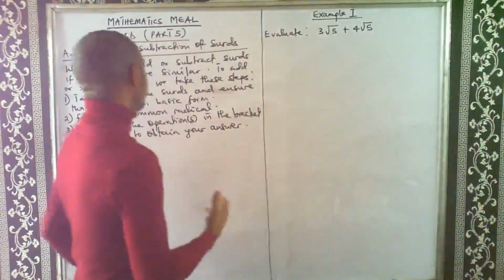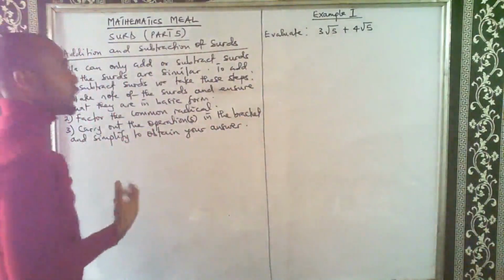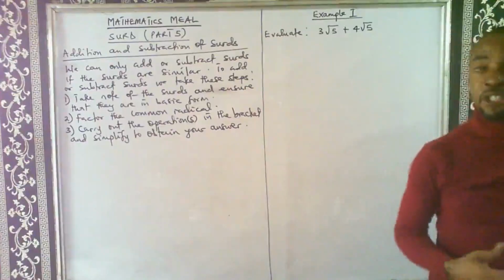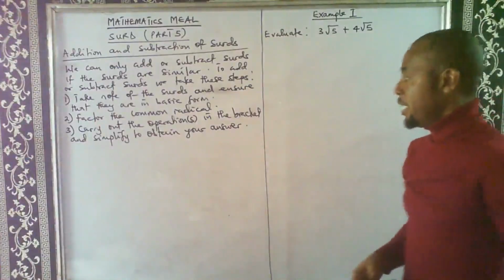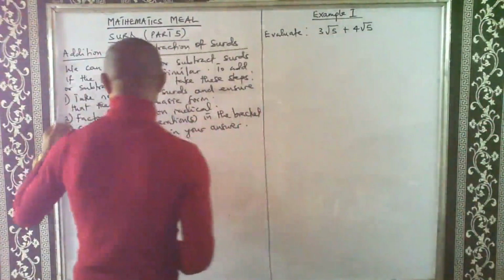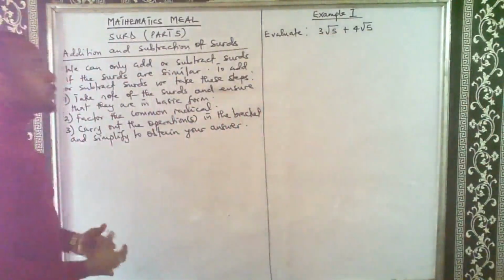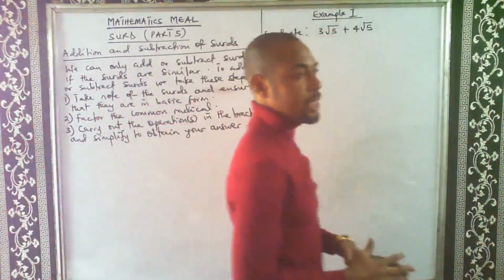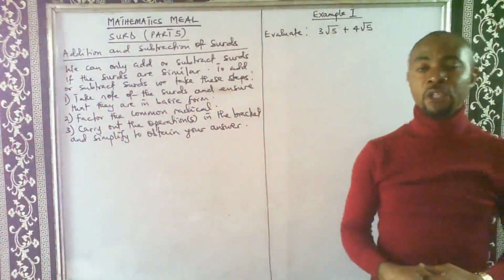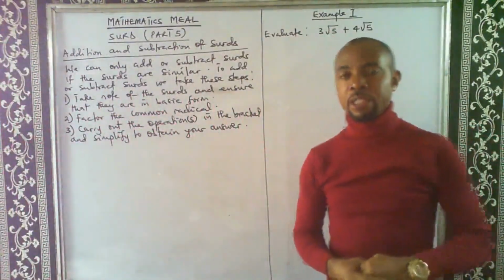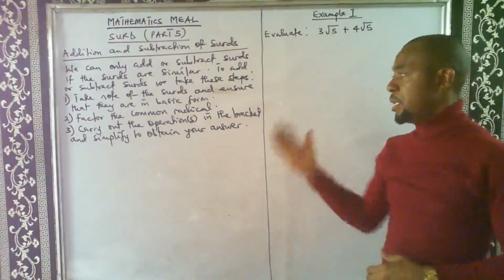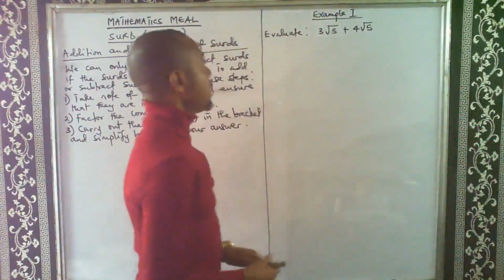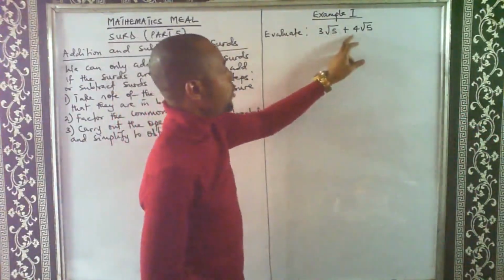We are still on addition and subtraction of surds. Now, we have given the steps that we can use in adding or subtracting surds. Just 3 simple steps will help us to add surds or to subtract surds. And we're going to apply these steps in the question we have. Example number 1. Evaluate 3 root 5 plus 4 root 5.